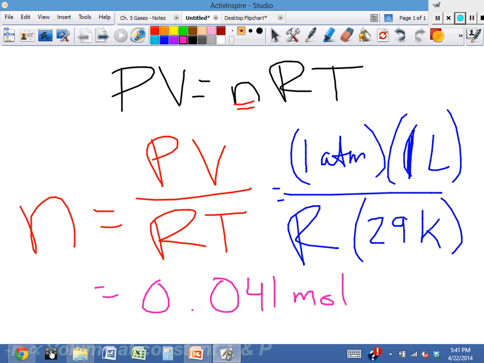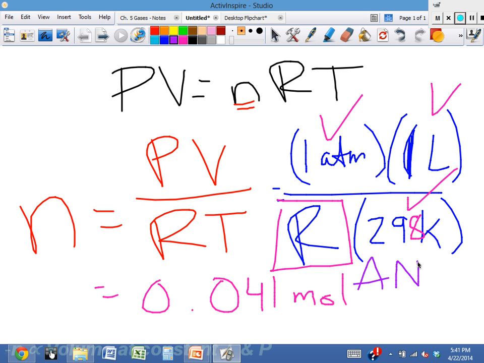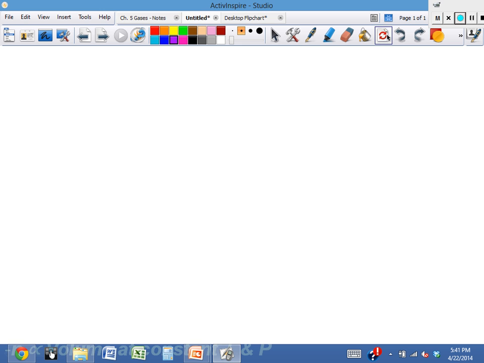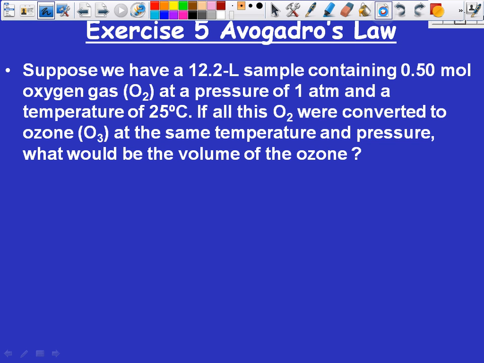Again, R is a constant. Any time you have 1 atm, 1 liter at 298 K, and then R, which we'll cover next time, you're going to get 0.041 moles. And this is any gas. I don't care what gas you ask me about. That is the part that people mess up. Any gas, doesn't matter. That is Avogadro's hypothesis. That is his law. Extremely, extremely important.